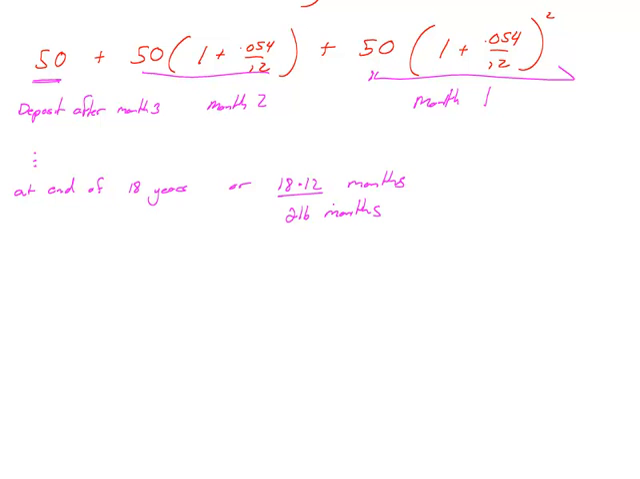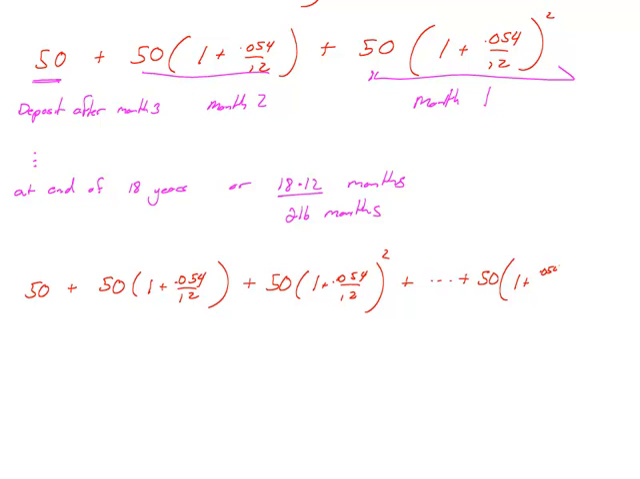What's the pattern going to look like? Well, at the very last month, the end of the 216th month, I deposit $50, and then the month before earns interest for only 1 month, and the month before that earns interest for 2 months. So I'm going to get this sequence of terms here, and it's going to end with that very first deposit that was done not 216 months ago, but 215 months ago. And so that would be 50 times 1 plus 0.054 over 12 to the 215th.